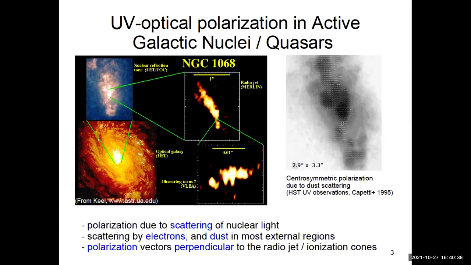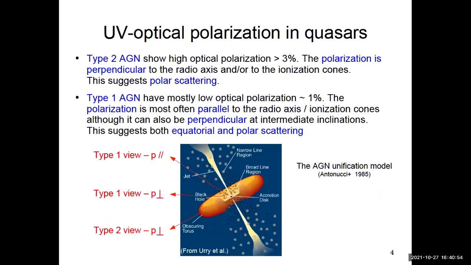Inside the dust sublimation radius, it's due to electrons, and outside it can be due to dust. And in this case, we can easily see that the polarization is perpendicular to the radio jets. So radio-quiet quasars can usually be divided into two types, type 2 and type 1. The type 2 have narrow emission lines, and the type 1 have both narrow and broad emission lines. And their optical polarization properties are different. The type 2 have polarization which is quite high, higher than 3%. The polarization is perpendicular to the radio axis, and this suggests polar scattering. In the type 1, the polarization is lower, typically around 1%. It's most often parallel to the radio axis, and sometimes it can be perpendicular.